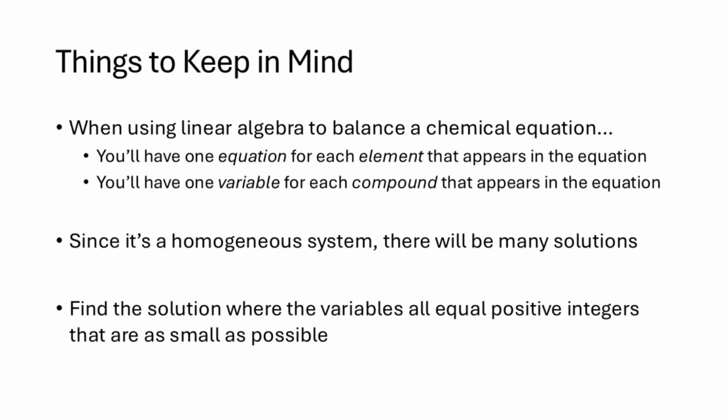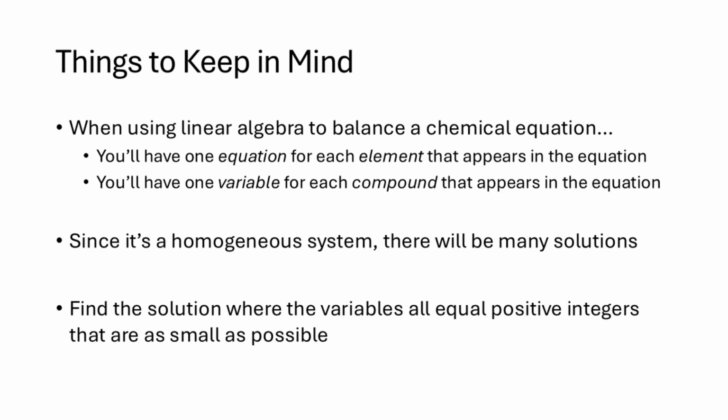So when you're working through these kinds of problems, here are a few things that are important to keep in mind. You're going to have one equation for each element that appears in the equation. And again, you don't need to know the names of the elements or anything like that. All of the element symbols are either going to be one single capital letter, or a capital letter followed by a lowercase letter. You're also going to have one variable for each compound that appears in the equation. So you're going to put those in, and those are going to be the variables that appear in your system of equations.